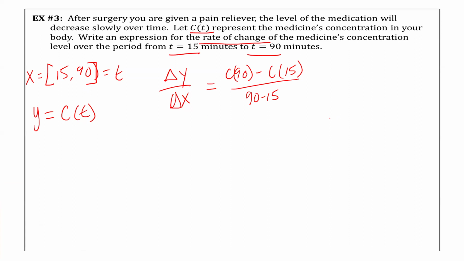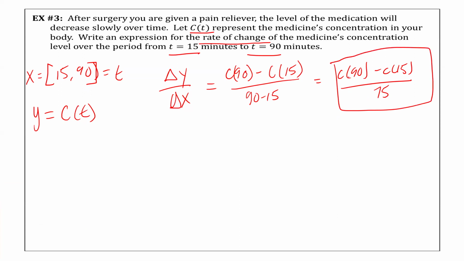Until I know what C of T equals, can I go any further? No. I can clean it up a little bit by simplifying the denominator, which is going to be 75. But besides that, this is the furthest I can go until I know what C of T equals, whatever that formula is for concentration. So I'm preparing to solve, but in this situation, I just wanted to make sure I can set up to solve. Does that make sense? Okay.